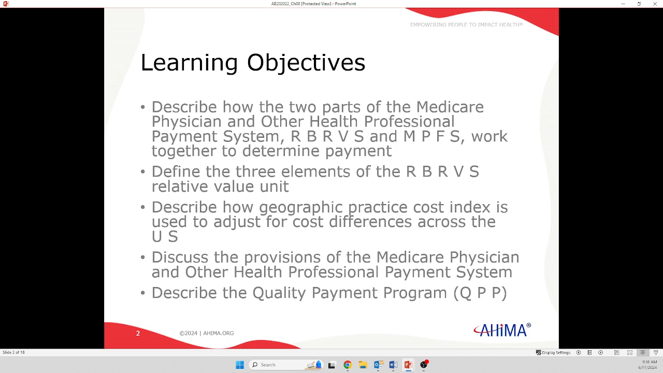You can see here our learning objectives. We've got our RVSs. We're going to learn about our Medicare, Physician, and Other Health Professional Payment Systems, our quality payment programs.